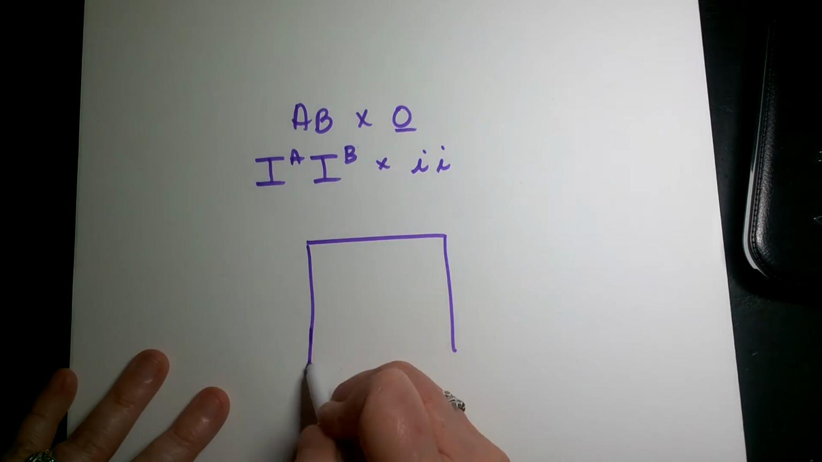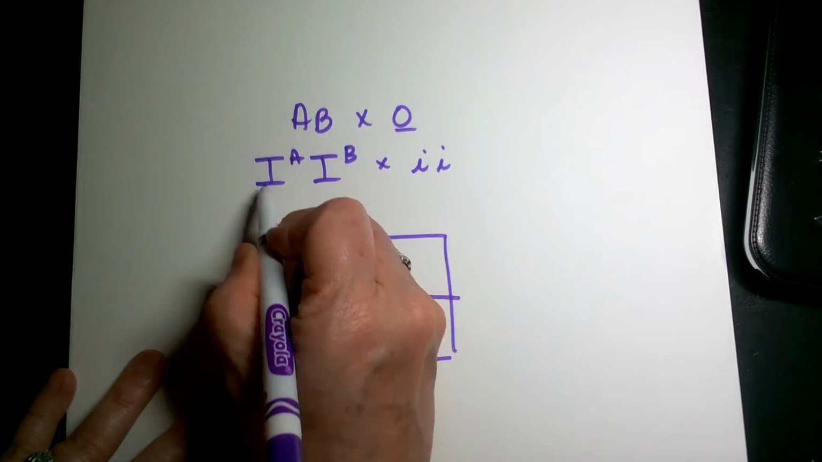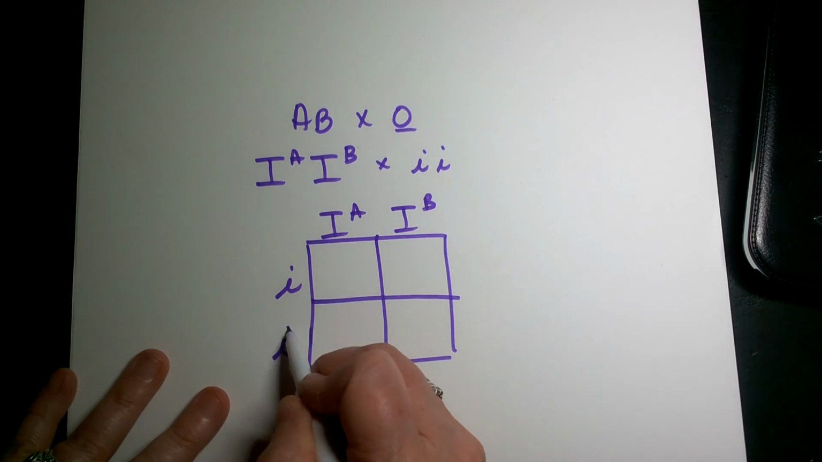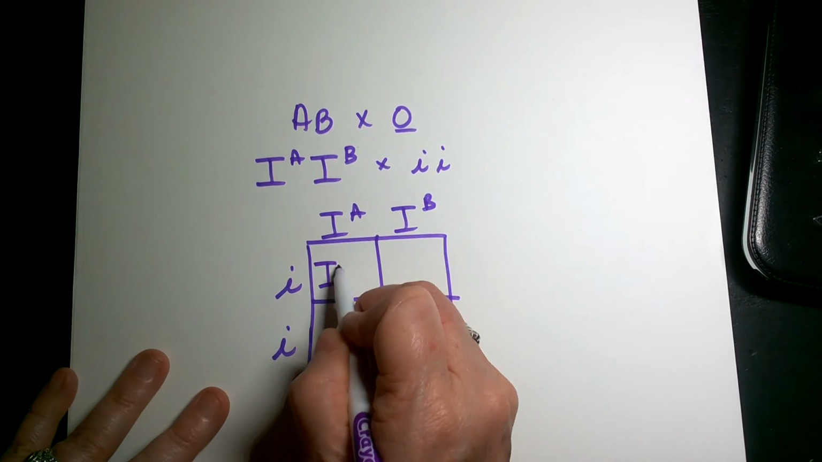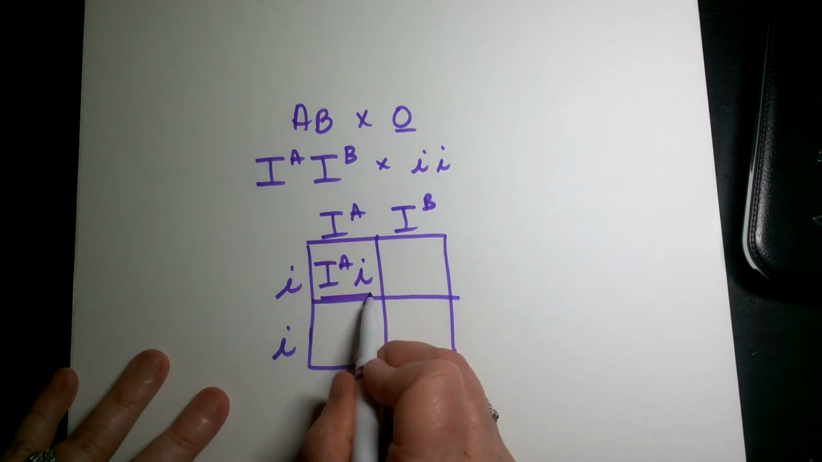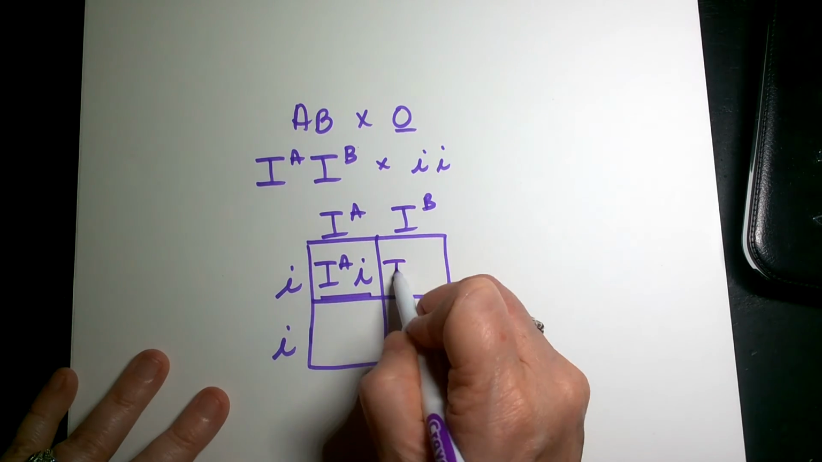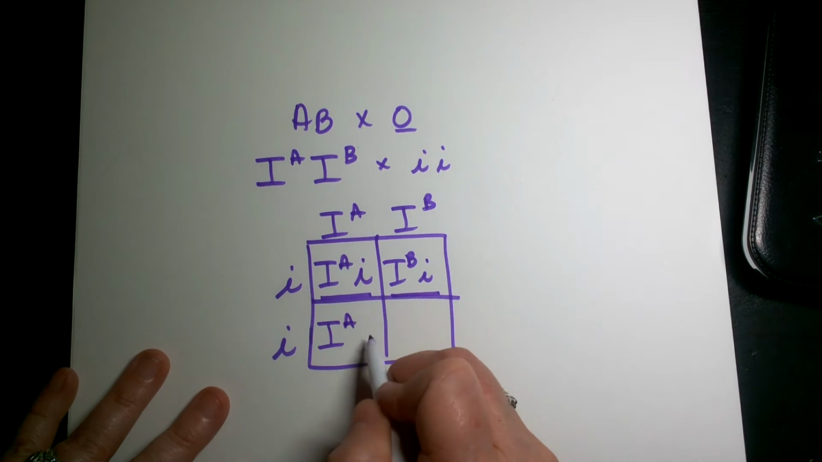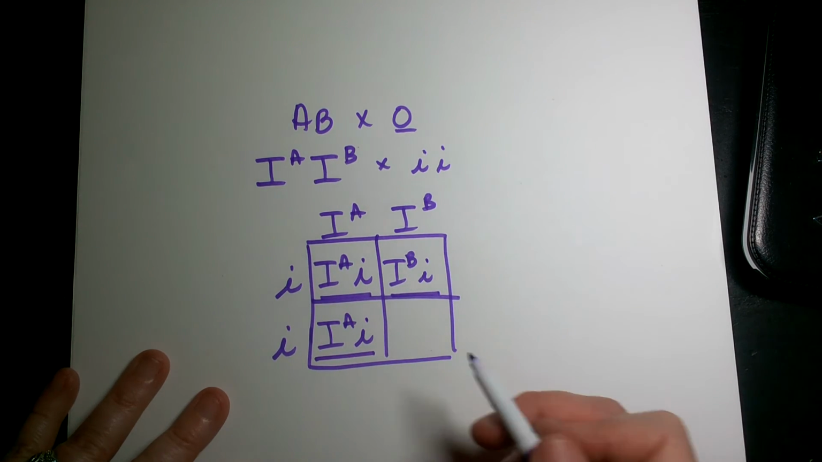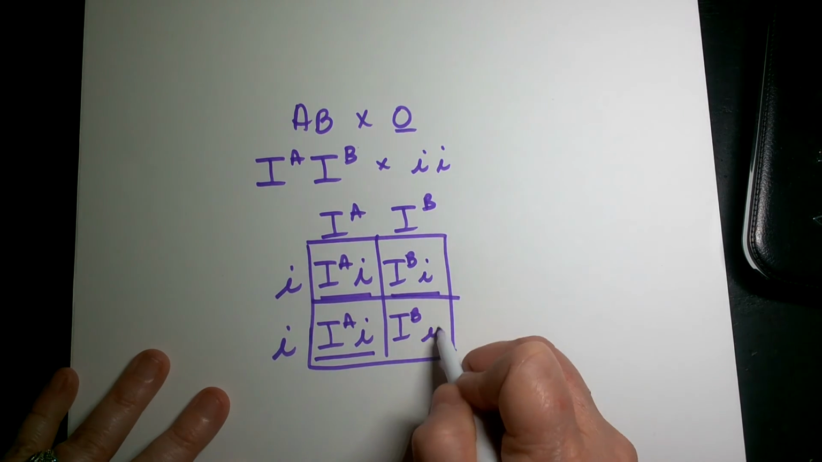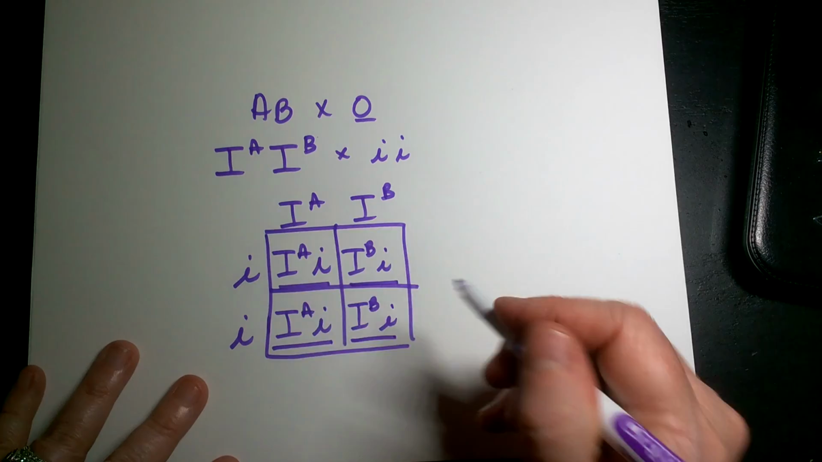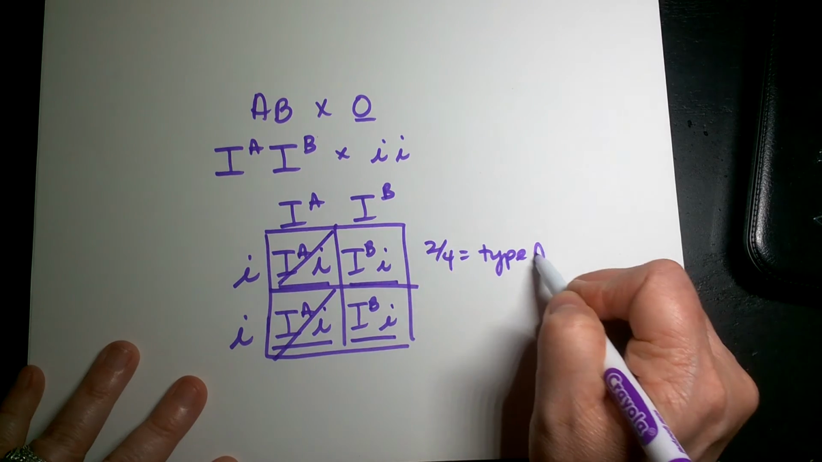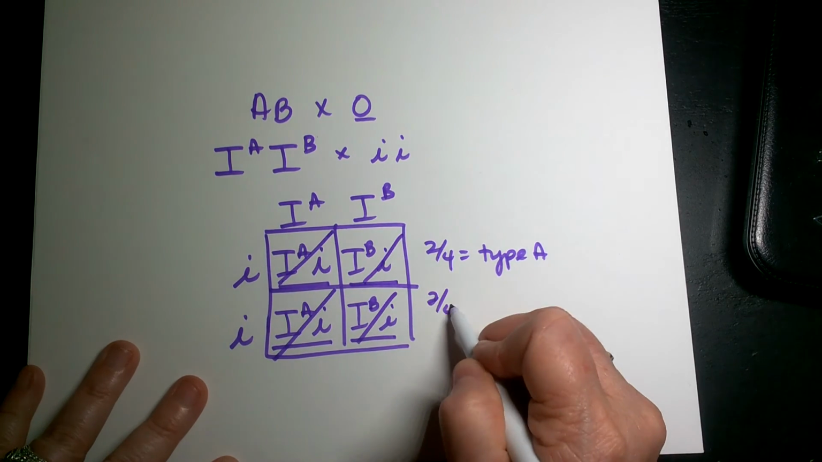So I do the box the normal way. This parent has a dominant A, a dominant B, a recessive, and a recessive. So here we have big I A, little i, so that would be blood type A because A beats i. Dominant B, recessive O, type B. Dominant A, recessive O, type A. Dominant B, recessive O, type B. So in this situation, A and A, so 2 out of 4 type A, and then B and B, 2 out of 4 type B.